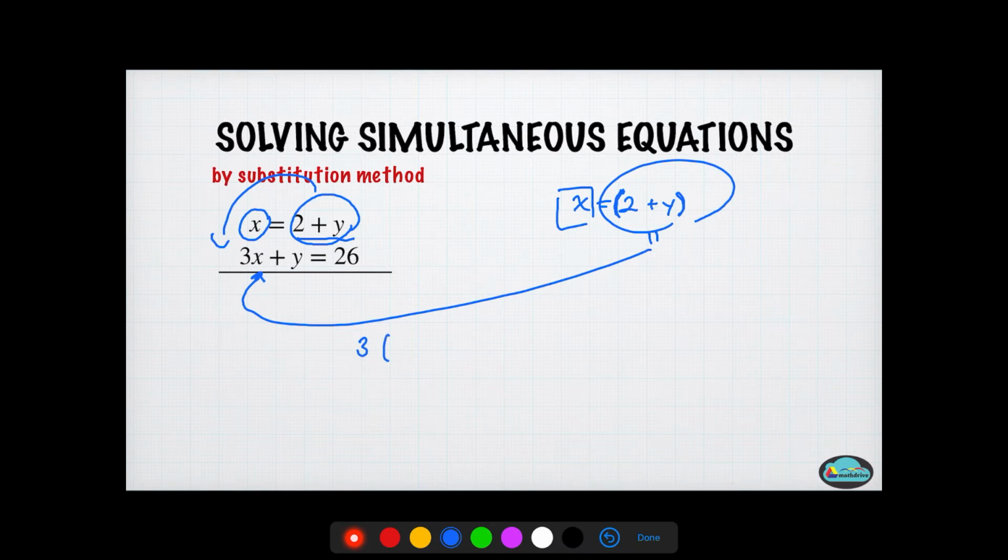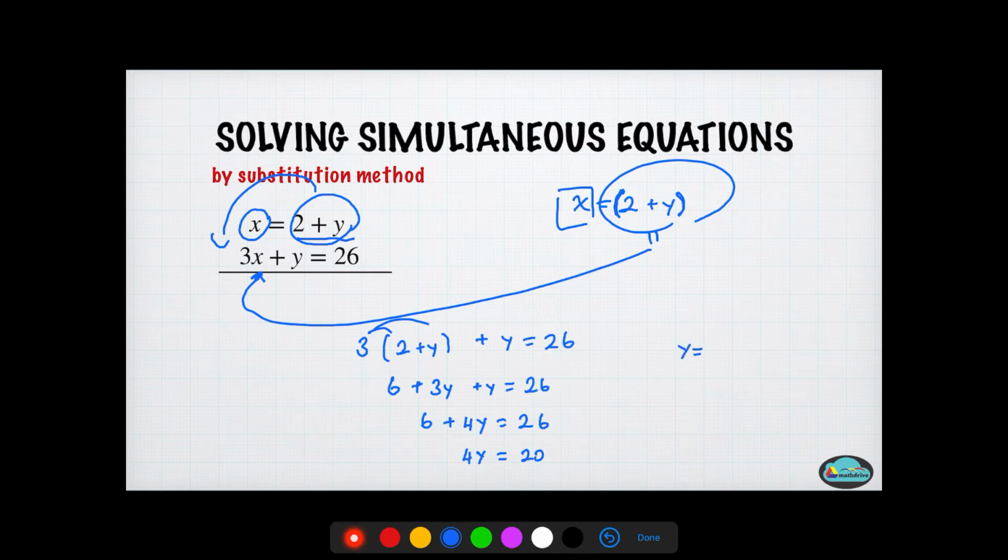So 3 times, instead of x, I am putting 2 plus y, plus y is equal to 26. And afterwards, we have one linear equation. So we expand this bracket, 3 times 2 is 6, 3 times y is 3y, plus y is equal to 26. So we have 6 plus 4y is equal to 26. If you subtract 6 from both sides, you will get 4y is equal to 20.